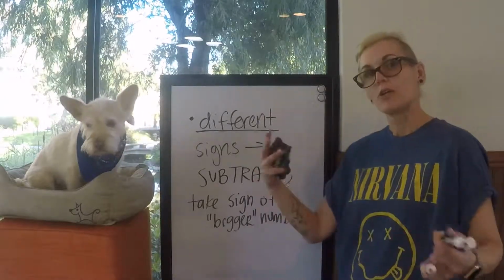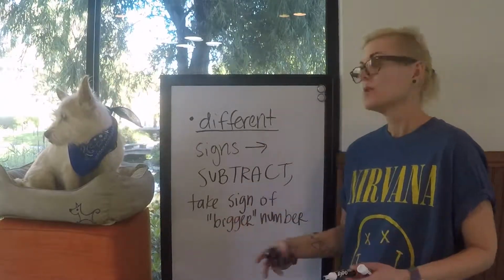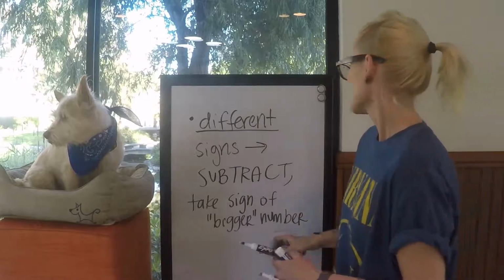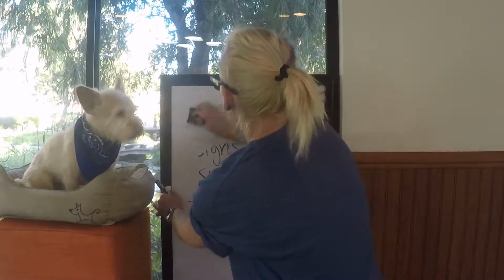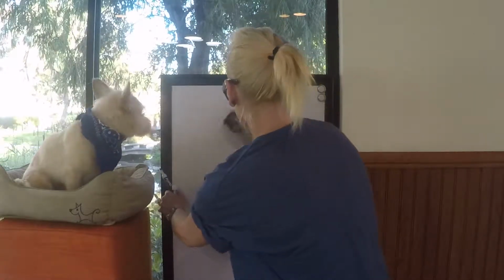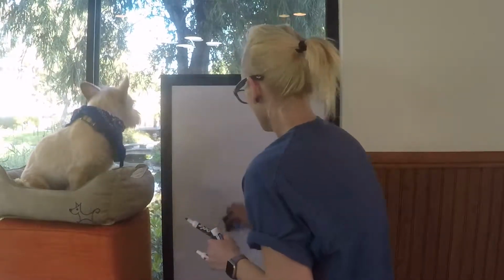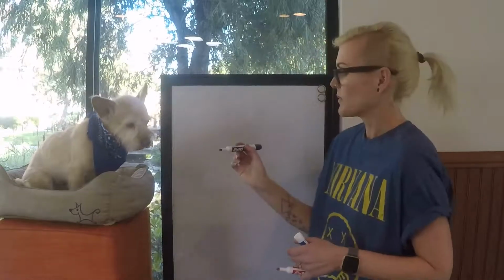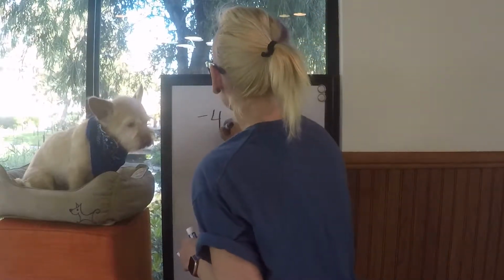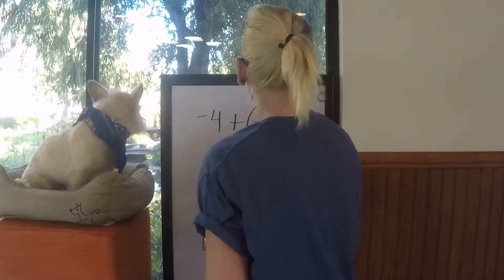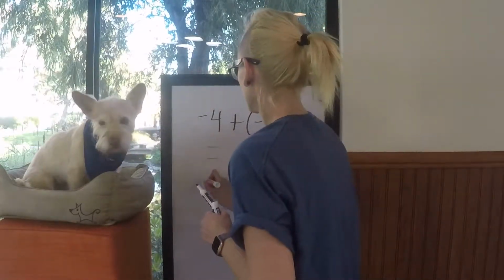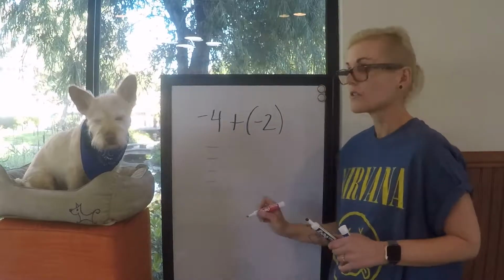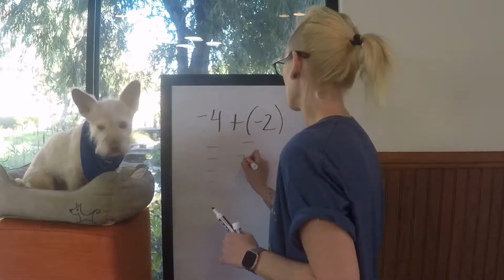There's only two categories that our numbers are going to fall into. They're either going to be different signs, or they're going to be the same signs. So let's do an example of what happens when you have the same signs. Okay, so let's use our same example, but let's do -4 plus -2. All right, so now I owe somebody $4. Okay, I also owe them $2.